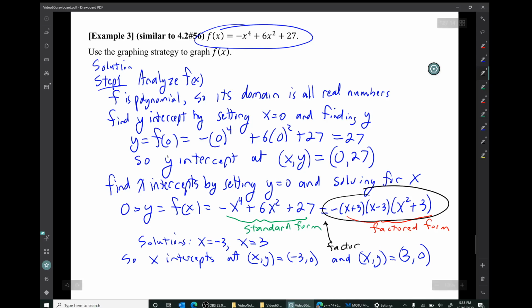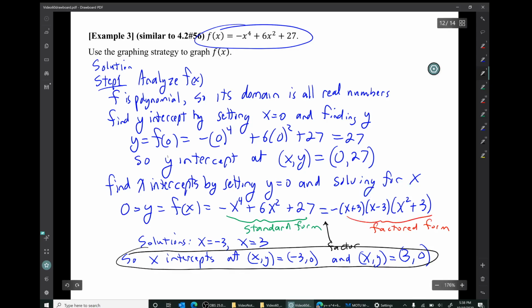And look what it tells us. It tells us that these are the x-intercepts, those 2 points. Those x values correspond to the solutions to these two linear terms. The term x plus 3 corresponds to the x-intercept at negative 3, 0. The term x minus 3 corresponds to the x-intercept at 3, 0. This term is an irreducible quadratic form. There are no x values that cause that term to be 0.